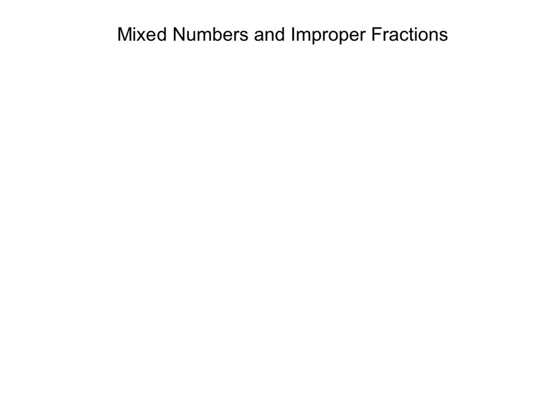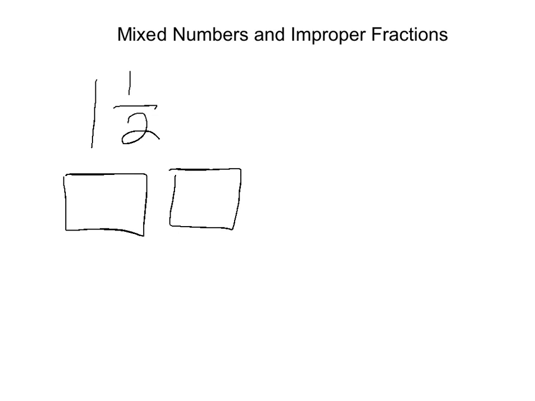So we're working on mixed numbers and improper fractions, and remember that a mixed number is a whole number with a fractional part, like 1 1/2. So our whole number is 1, and our fraction piece is 1/2. And that would look like if we have one whole rectangle and then half of another. 1 whole and a half is a mixed number.